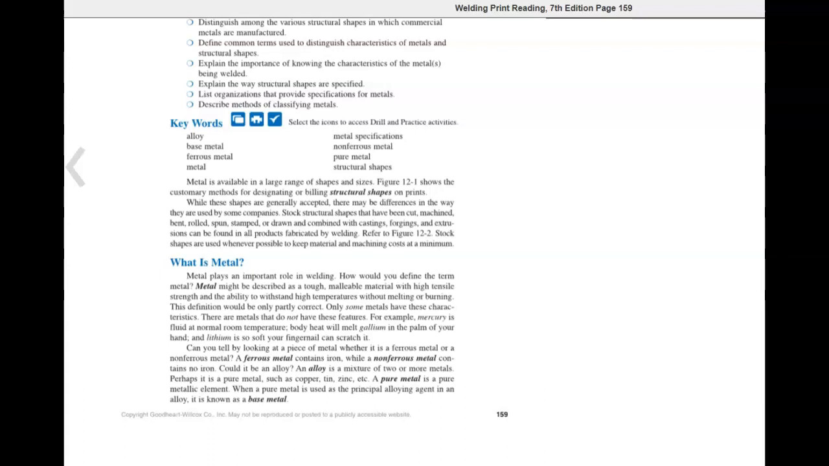Can you tell by looking at each piece of metal whether it's ferrous metal or non-ferrous? A ferrous metal contains iron, while a non-ferrous metal contains no iron. Could it be an alloy? An alloy is a mixture of two or more metals. Perhaps it's a pure metal, such as copper, tin, zinc, etc. A pure metal is a pure metallic element. When a pure metal is used as a principal alloying agent in an alloy, it is known as a base metal.